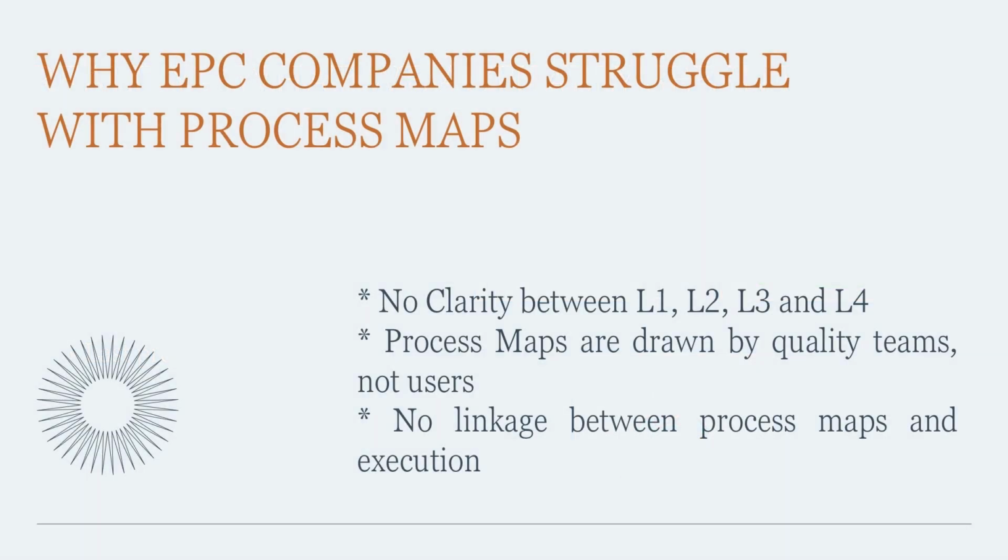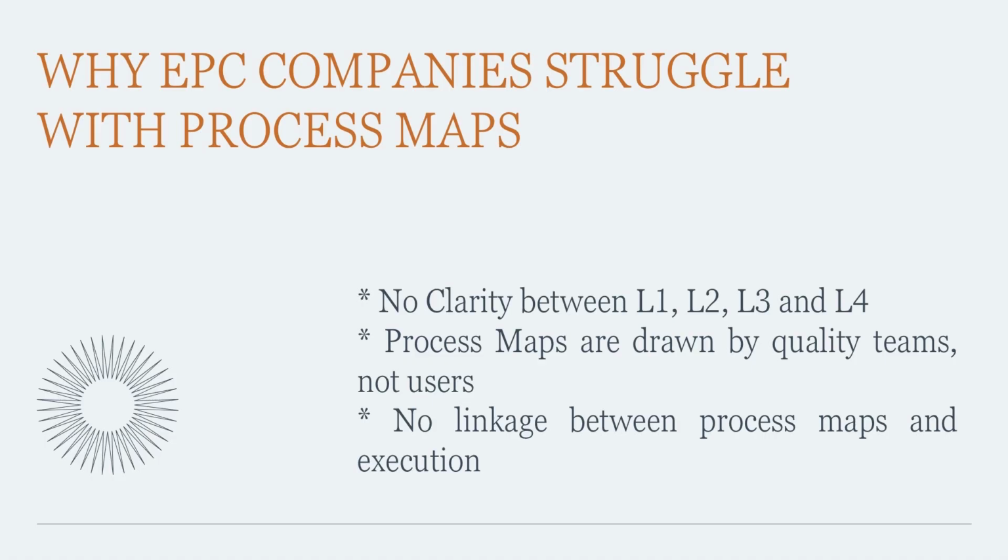So let us understand why EPC companies struggle with process maps. There are three core reasons. The first being no clarity between L1, L2, L3 and L4. Everything is called process. Strategy diagram, department workflows, SOPs, checklist, all are mixed up. The second reason is process maps are drawn by quality teams, not the end user. Many maps are created sitting in H4. No site walkdowns, no execution inputs, no planning reality. As a result, map looks good but fails on ground.